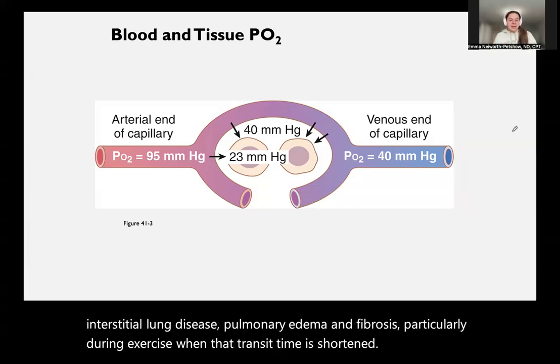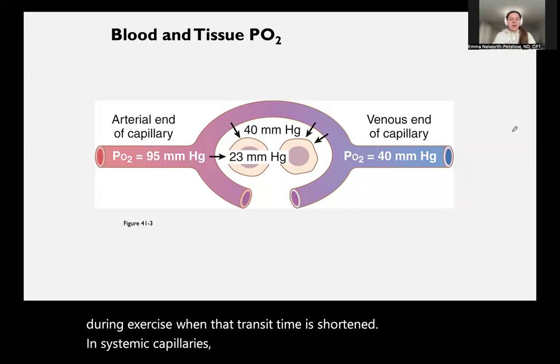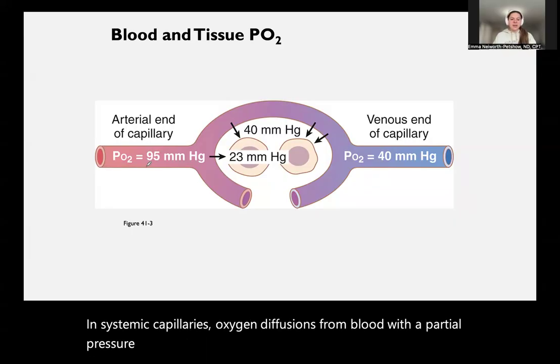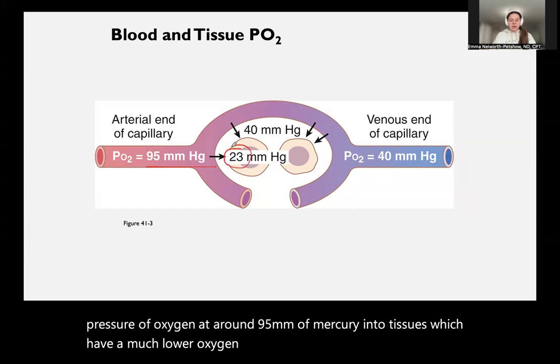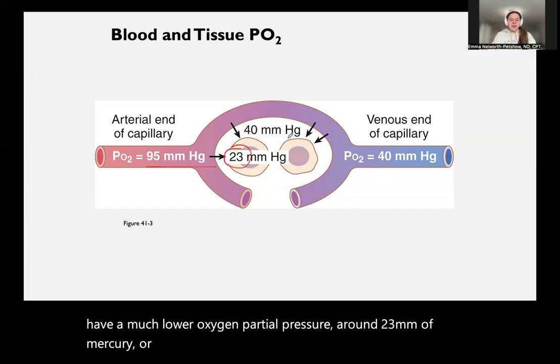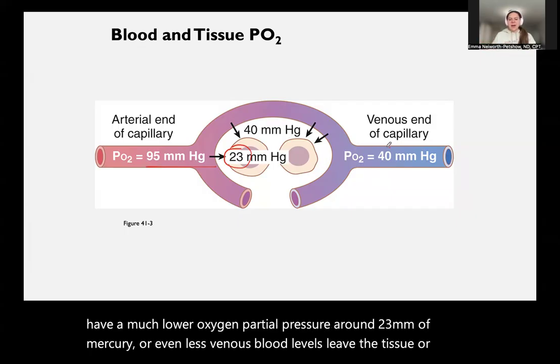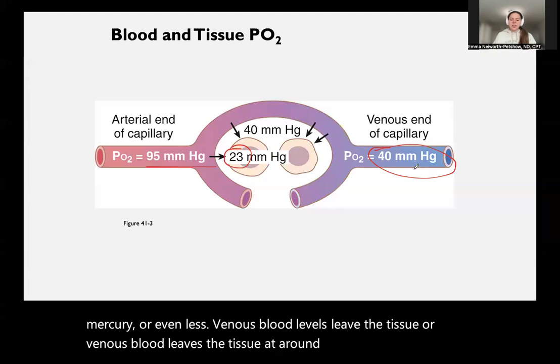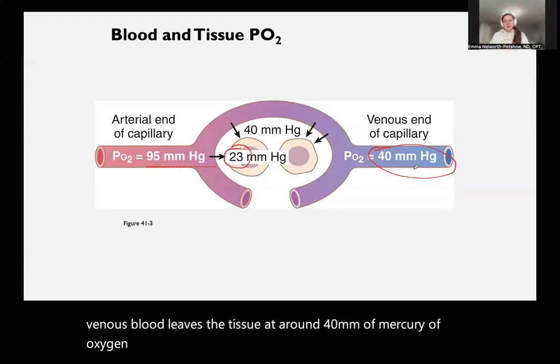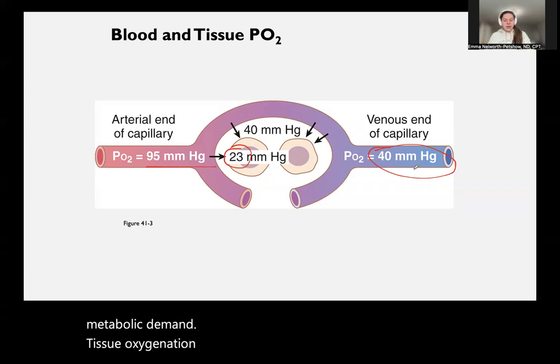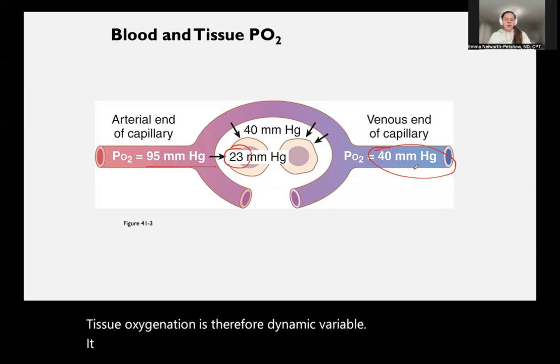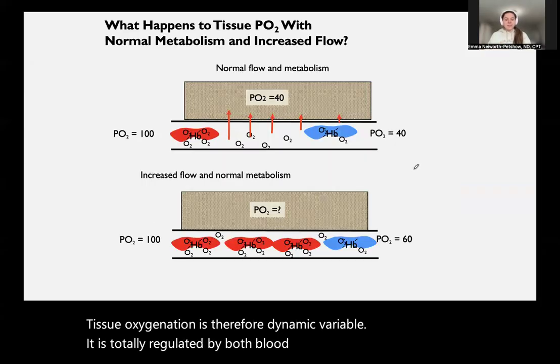In systemic capillaries, oxygen diffuses from blood with a partial pressure of oxygen at around 95 millimeters of mercury into tissues, which have a much lower oxygen partial pressure, around 23 millimeters of mercury or even less. Venous blood leaves the tissue at around 40 millimeters of mercury of oxygen, reflecting this balance between oxygen delivery and metabolic demand. Tissue oxygenation is therefore a dynamic variable. It is tightly regulated by both blood flow and cellular metabolism.